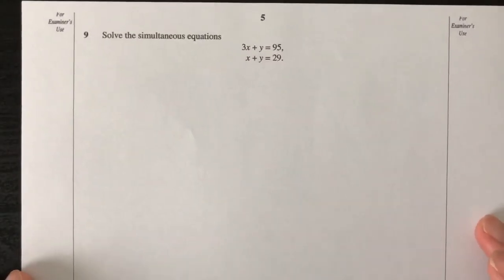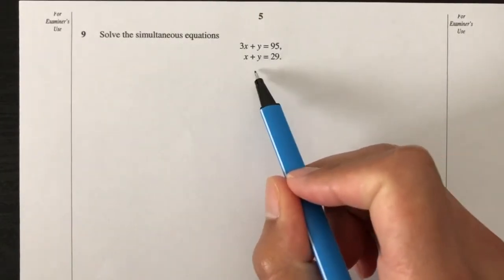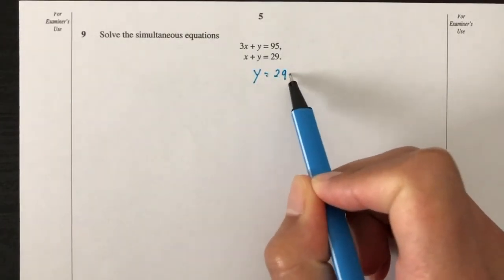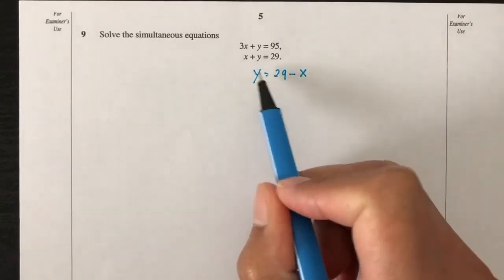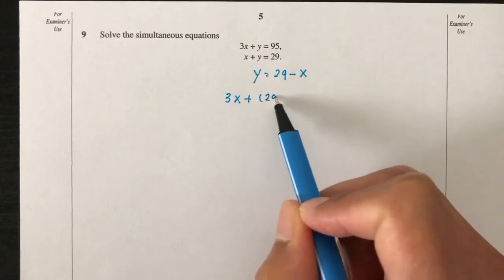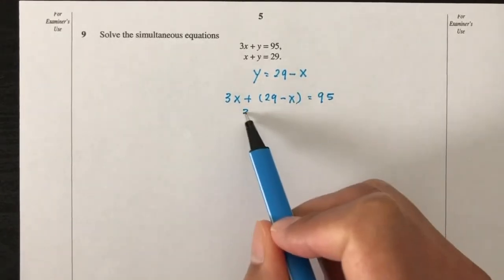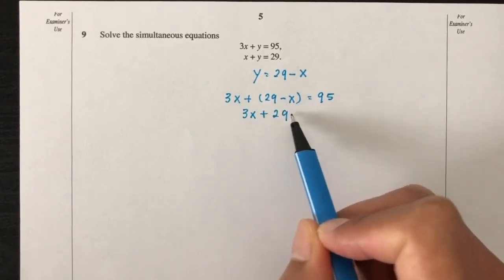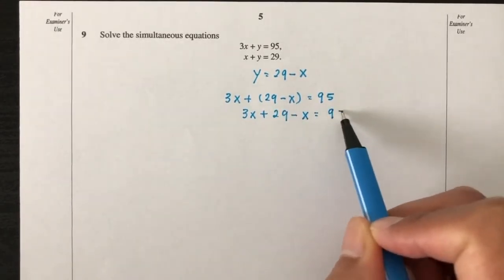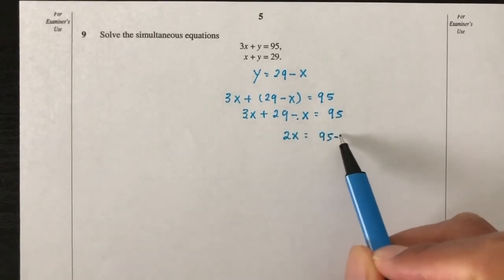Question number 9, here we have a simultaneous equation. Here I have x plus y equal to 29, so y will be 29 minus x. So replace y in the first equation, you have 3x plus 29 minus x equal to 95. So simplify, it becomes 2x equals 95 minus 29.